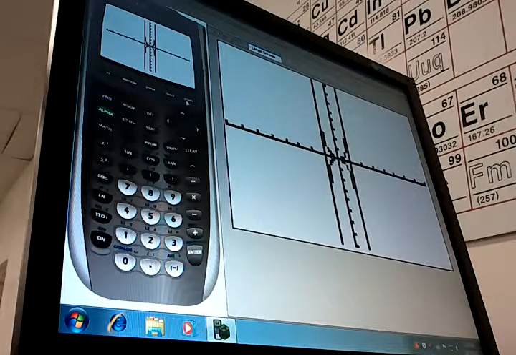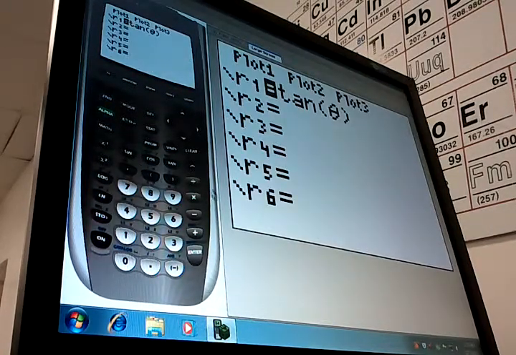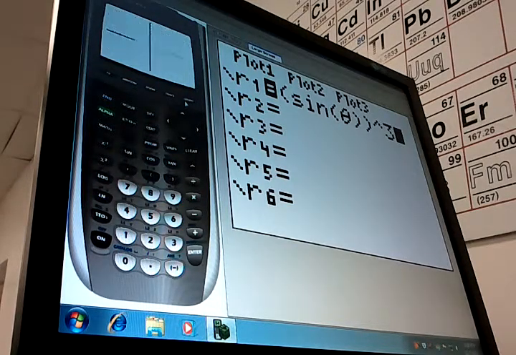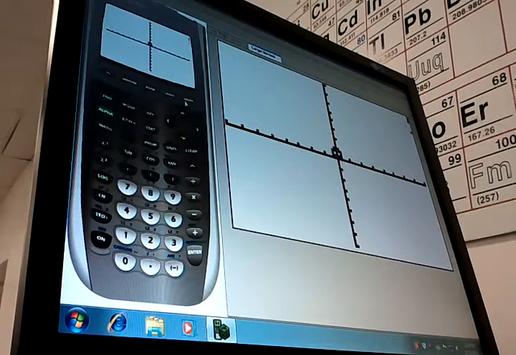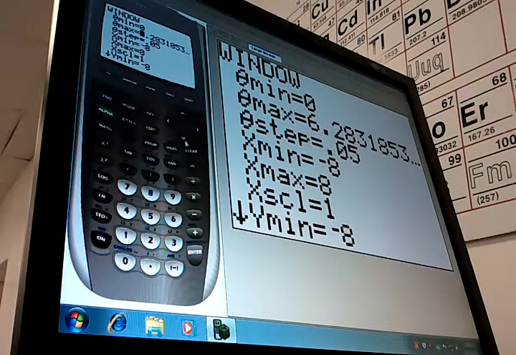How do you do sine cubed? Probably the safest way to do it: you can't just put a cube there. You have to put sine of theta, and then outside of the parentheses, cubed. Some of you guys with the newer TIs, I think you can put a little cube on the sine like we write it. But for the rest of us, sorry. There might be a little bit going on in there.